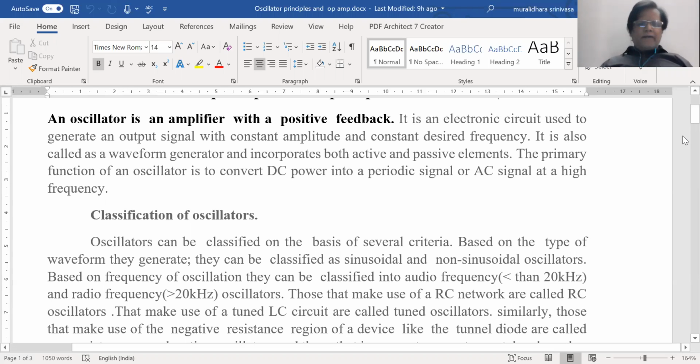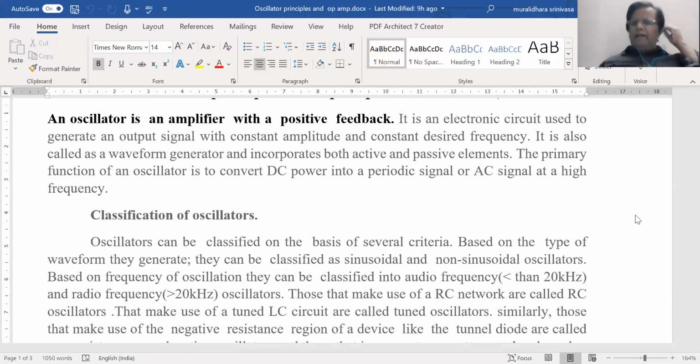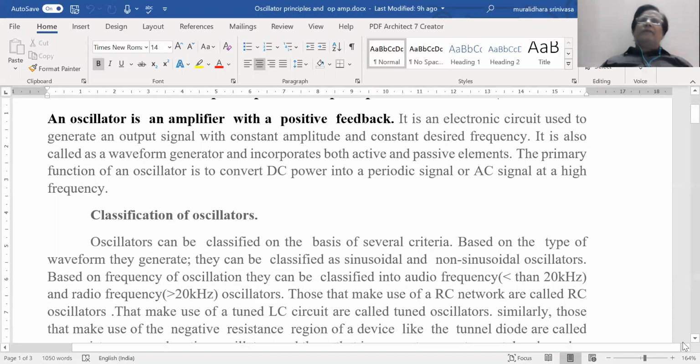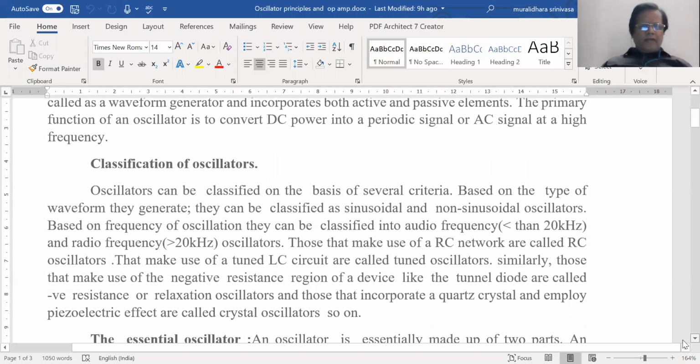Oscillators can be classified based on several criteria. Oscillators that produce sine wave output are known as sinusoidal oscillators. Those which produce other types of output are known as non-sinusoidal oscillators. This is one criteria. The other criteria can be the frequency of operation. If the frequency of operation lies below 20 kilohertz, then you call it an audio oscillator. And if it exceeds 20 kilohertz, you call it a radio frequency oscillator.